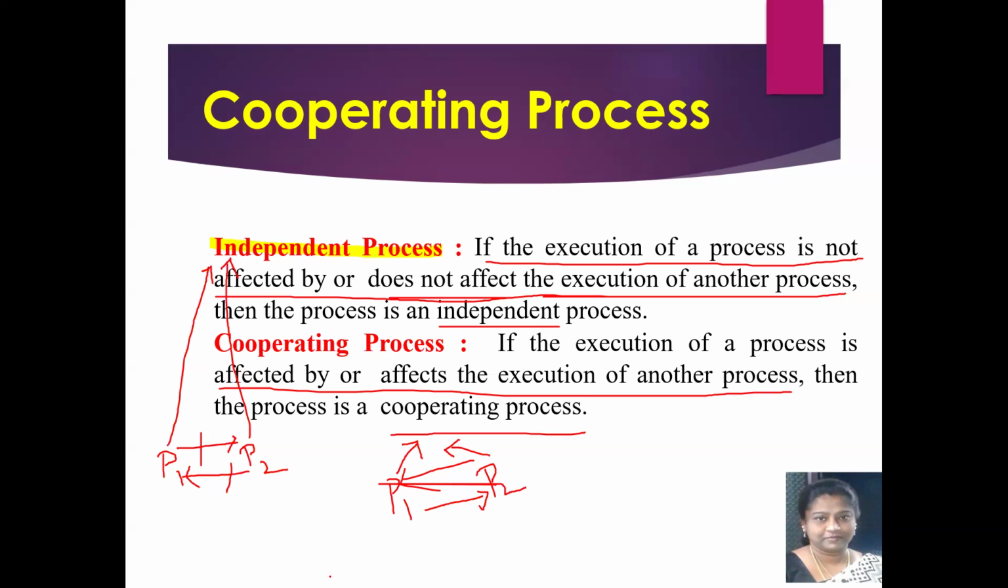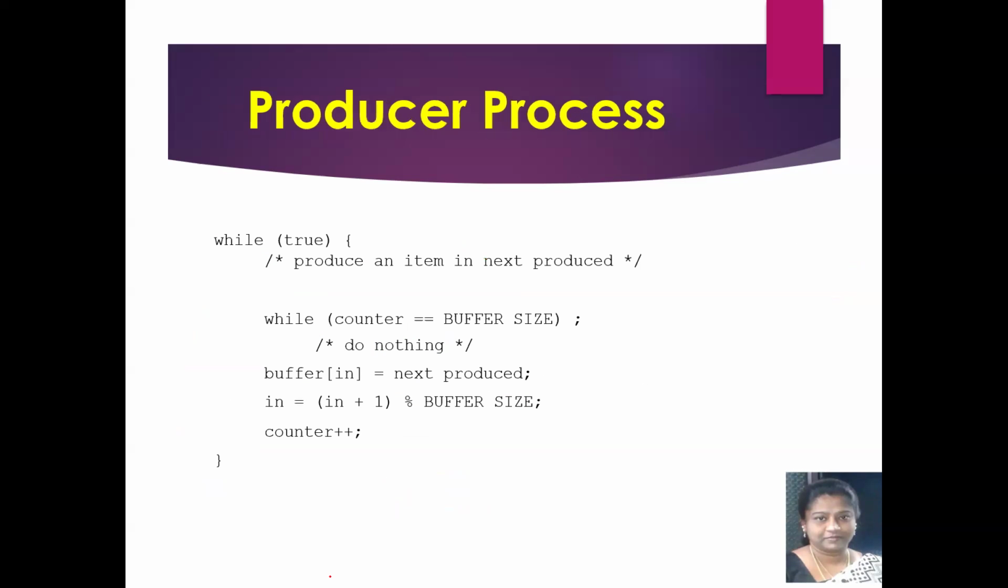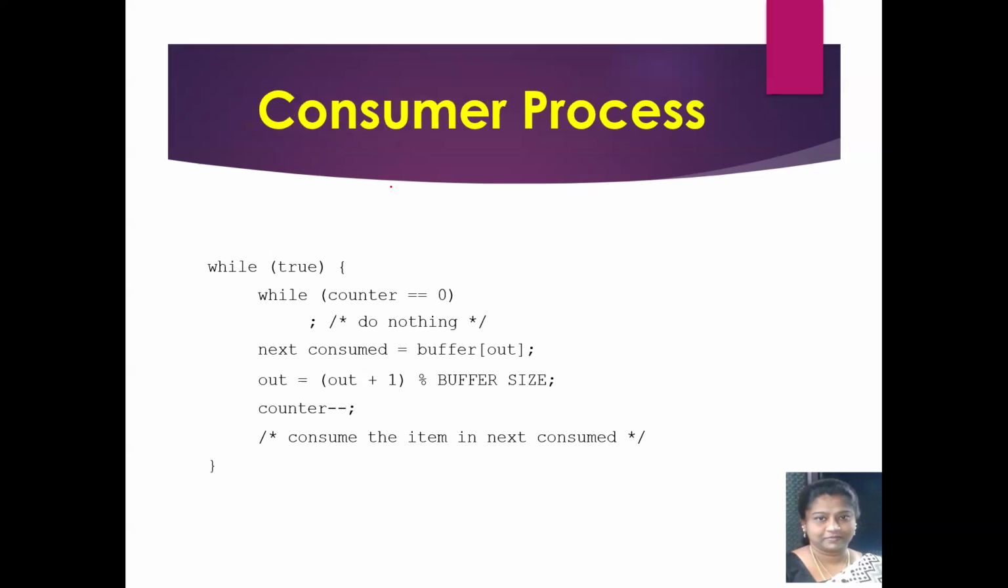Now with this, let's move to two different kinds of cooperating processes, namely producer process and consumer process. With that, we are going to discuss what is meant by process synchronization and what is the need for process synchronization. Now coming to the first process, that is the producer process. The producer process is a process which is responsible for producing items, and the consumer process will be a process which is responsible for consuming the items produced by the producer.